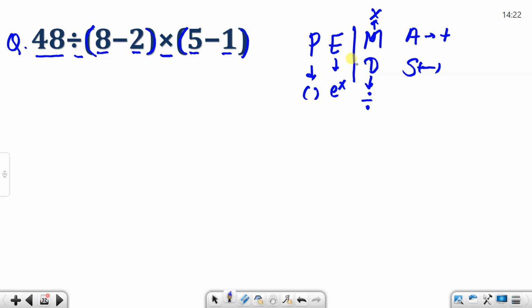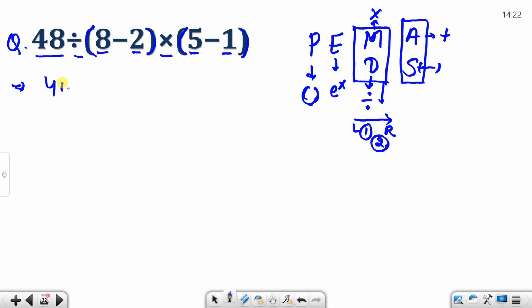We know that multiplication and division have the same priority. Similarly, addition and subtraction also have the same priority. When both symbols appear, we check from left to right. Whichever comes first, we solve that one first and give it priority. The second one gets second priority. Here, we always solve the parentheses first.